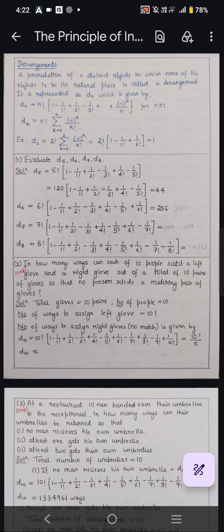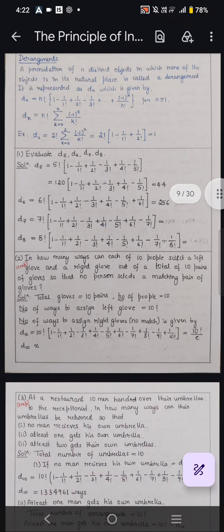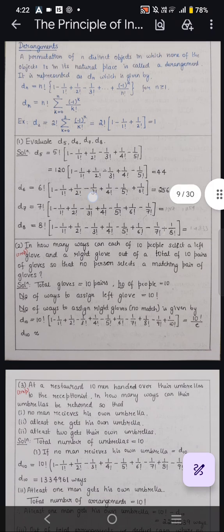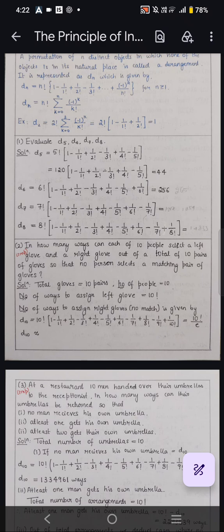So for this the formula is dn equals n factorial into 1 minus 1 by 1 factorial plus 1 by 2 factorial minus 1 by 3 factorial plus 1 by 4 factorial minus 1 by 5 factorial and so on. It goes till minus 1 power n by n factorial, for every n greater than or equal to 1. It can also be written as dn equals n factorial times the summation over k from 0 to n of minus 1 power k by k factorial.